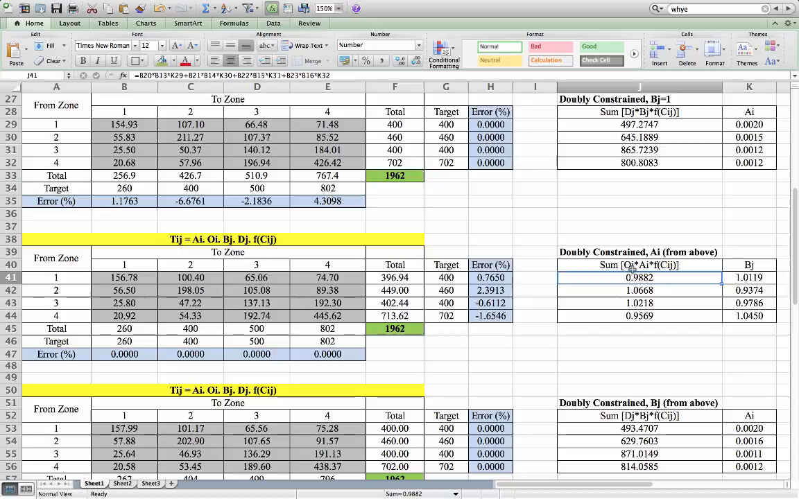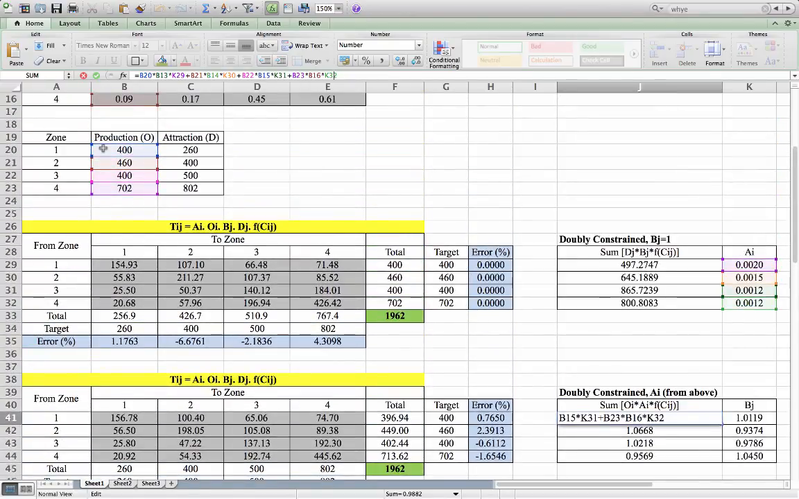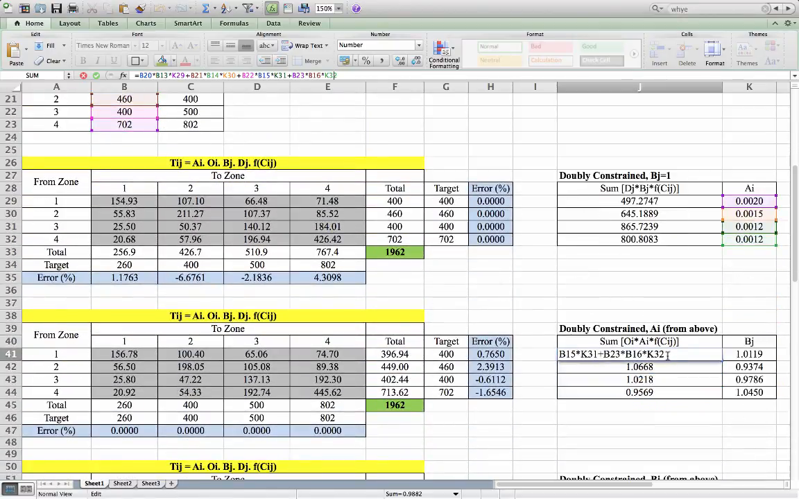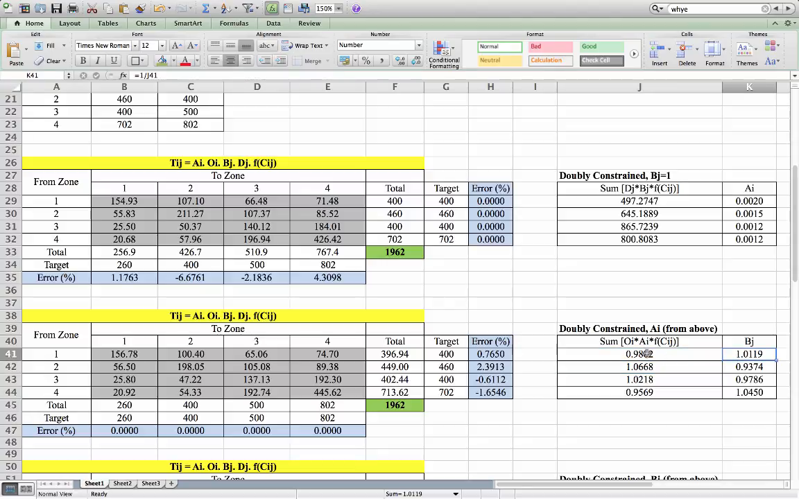So here would be O1 multiplied by A1 multiplied by Fc11. So it would be O1 multiplied by A1 multiplied by the value from the deterrence function matrix. And if you continue calculating that, you get the value for the summation, then Bj would be 1 over this summed value. Remember, to calculate this value, Ai is coming from the previous iteration.